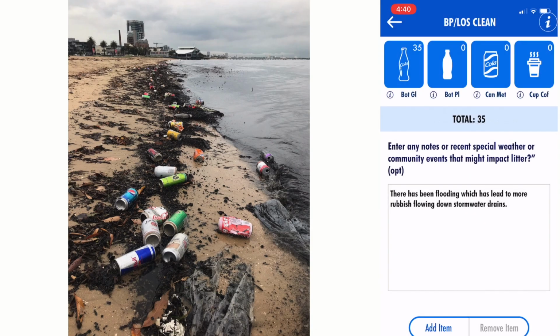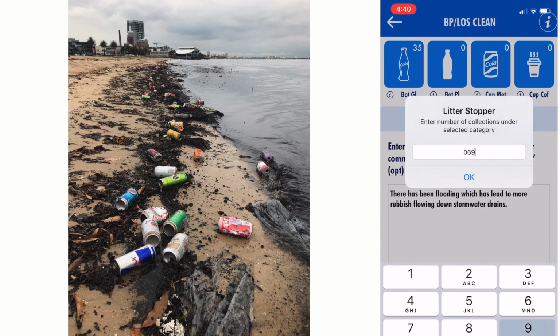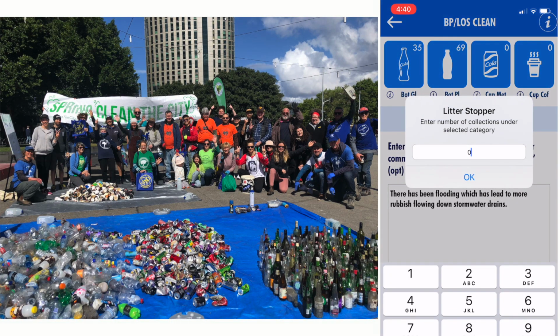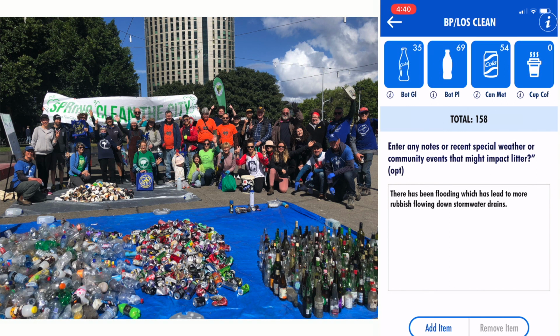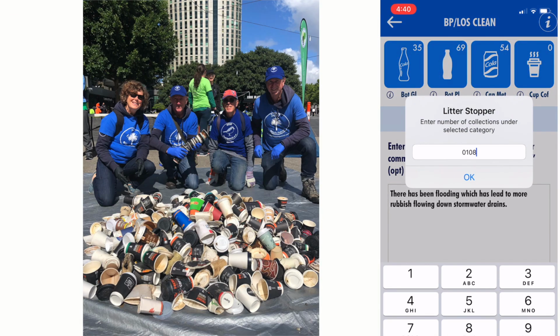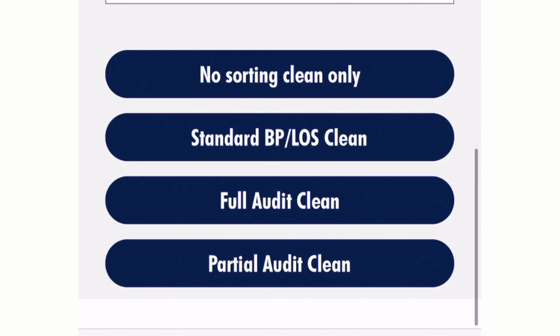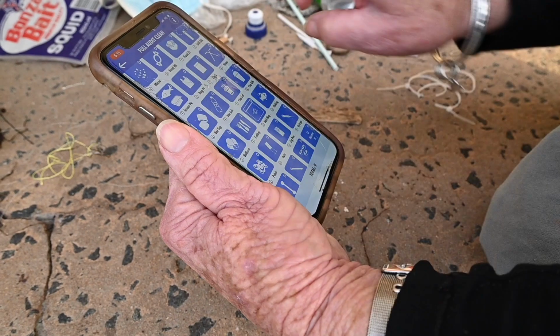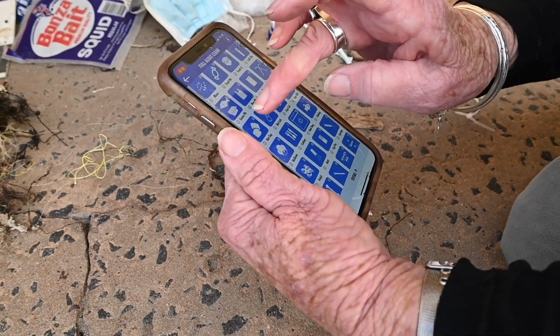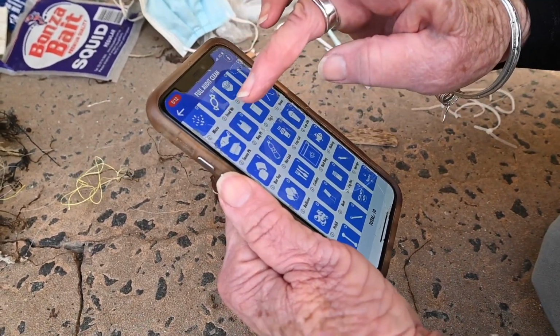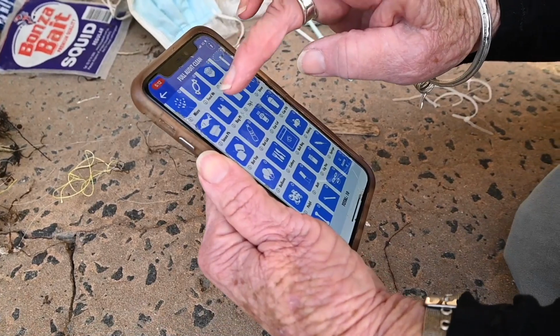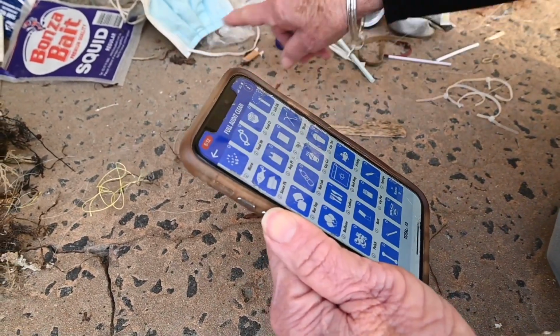This option is most used by groups in Melbourne who clean up public areas and who are concentrating their efforts on gathering data for the Cash for Container scheme and other single-use plastic litter reduction campaigns. Number 3, the full audit clean records 32 different commonly found items. This is the most common audit used by Beach Patrol in Warrnambool, Port Fairy and other beaches in southwest Victoria.